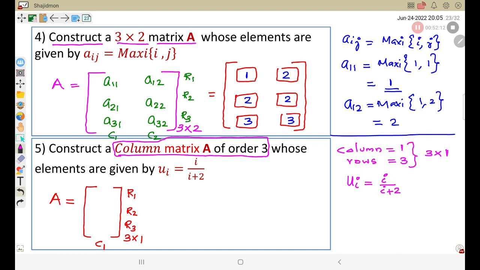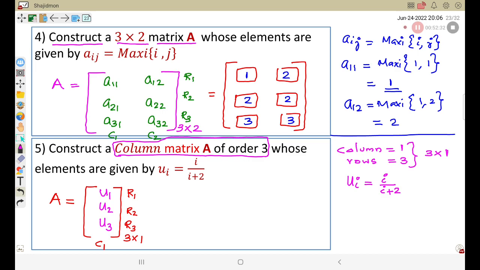So, this is not taking the numbering like a11, a12. Ui means the first number is u1, the second number is u2, the third number is u3, okay, because the rule is given like that: u1, u2, u3, u4 like that. In the previous question it was aij, a11, a12, a13 like that.